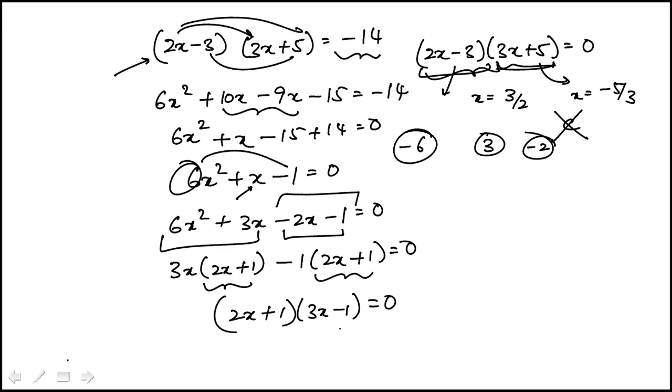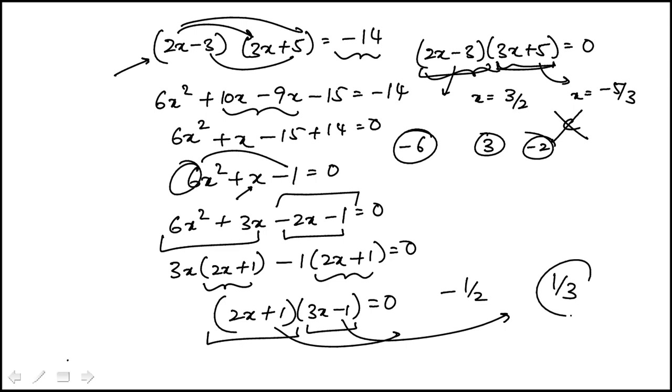So now this is equal to 0, and the solutions would be when each piece is 0. This would be minus half, and that would be 0 when x is 1/3. So the two solutions are minus half and 1/3, which is choice A. So this is kind of the traditional way of doing it.